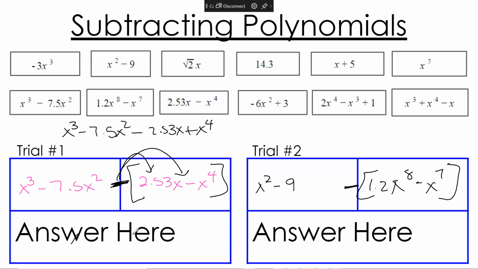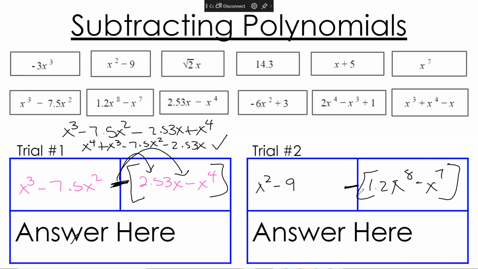When I write out my final answer, I want it with the highest exponent first. So that's going to be x to the 4th plus x cubed minus 7.5x squared minus 2.53x. Ta-da! I had two polynomials. I subtracted them. I got a polynomial, right?